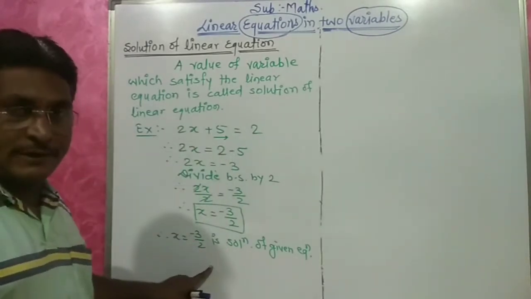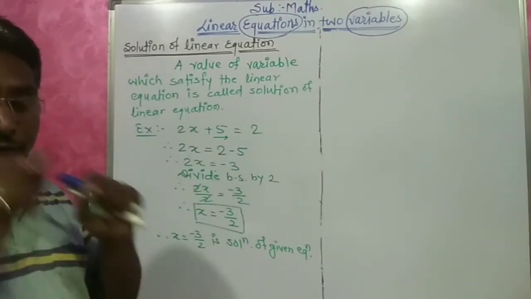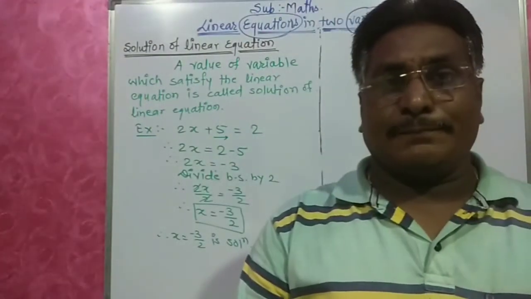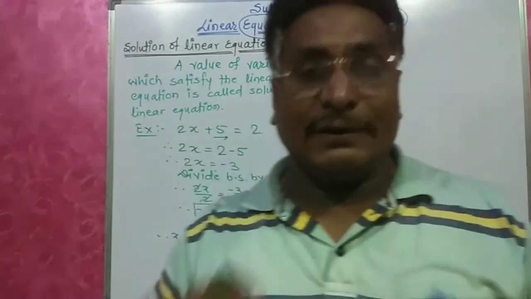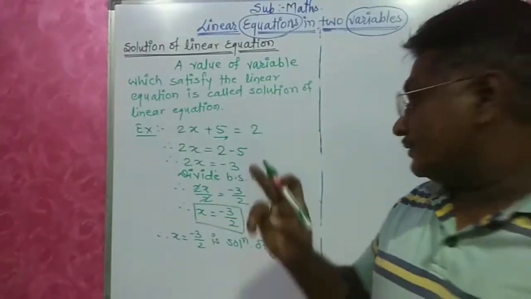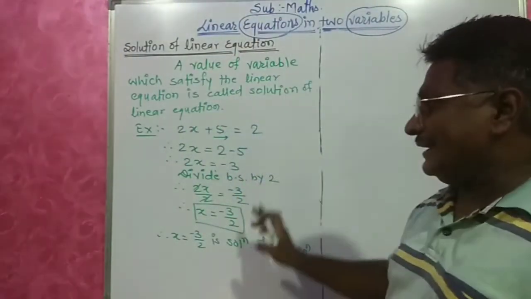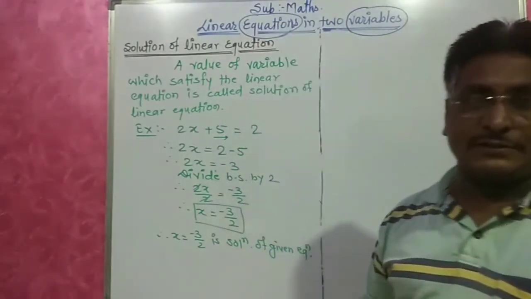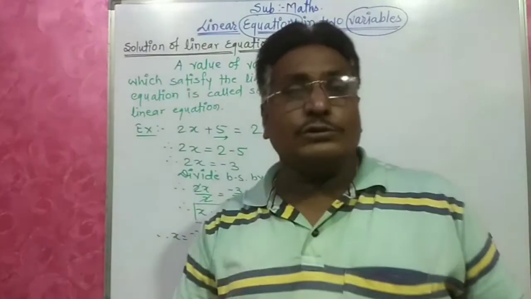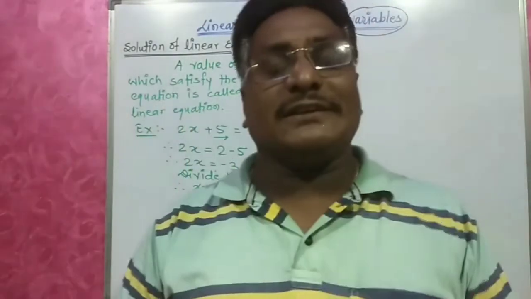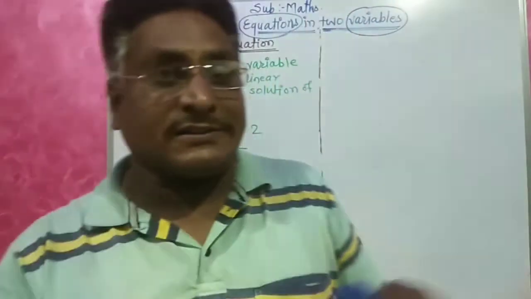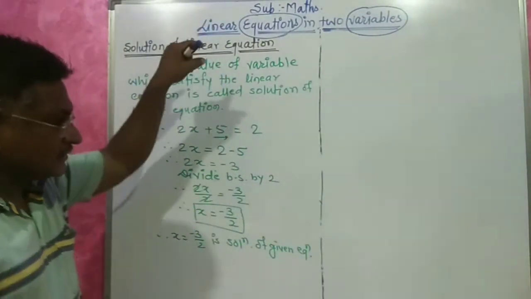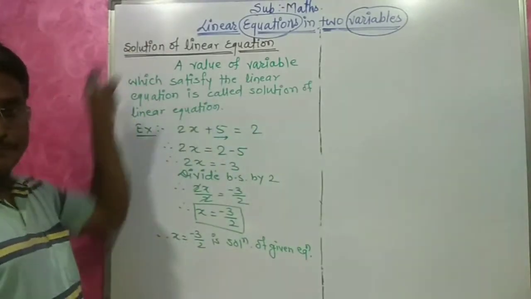Understood, student? What is the meaning of solution? Value of variable which satisfy the linear equation is called the solution of linear equation. So these are the basic things. If you understand the basic things, then it is easy to understand the next. Understood, student? So that's why I explained these basic things first.